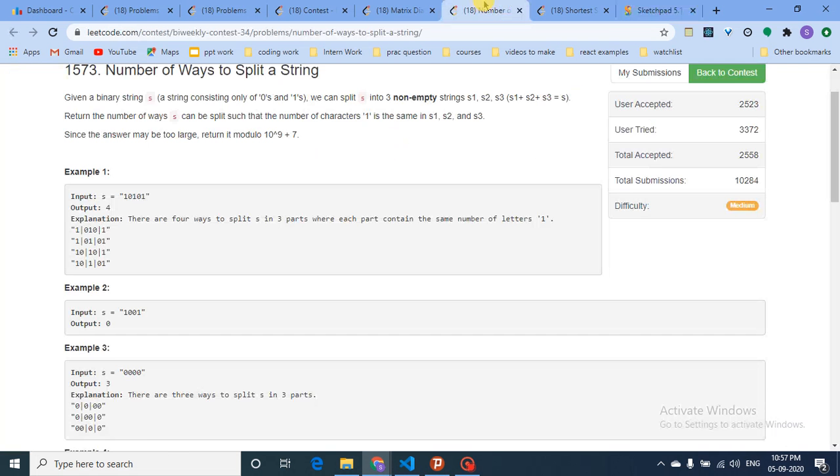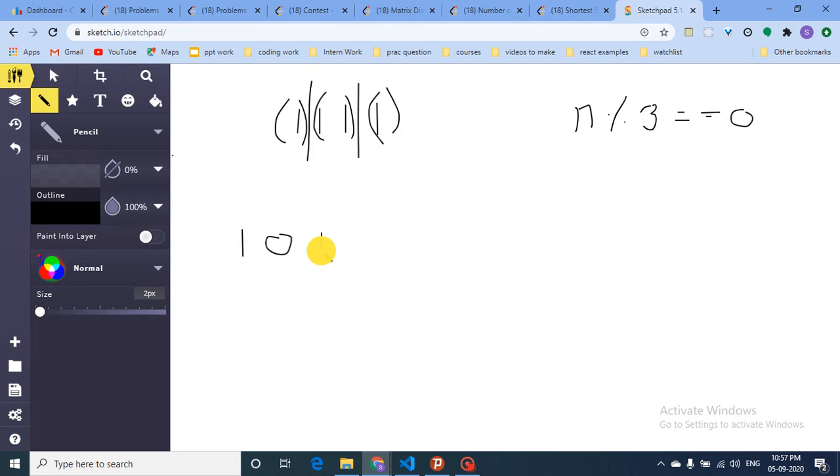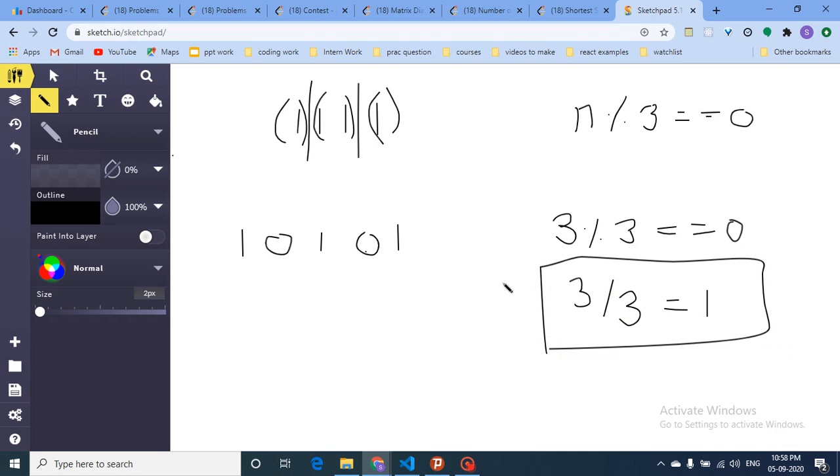Then the second thing you can understand from here, let's assume that the count is divisible by 3. So first draw this example, which is 1 0 1 0 1. Now it has 3 ones, and 3 divisible by 3 gives remainder 0, which means I can divide it such that the total number of ones in every part is the same. If we divide the total number of ones by 3, we will get 1. What does this mean? It means that every part should have only 1 one.